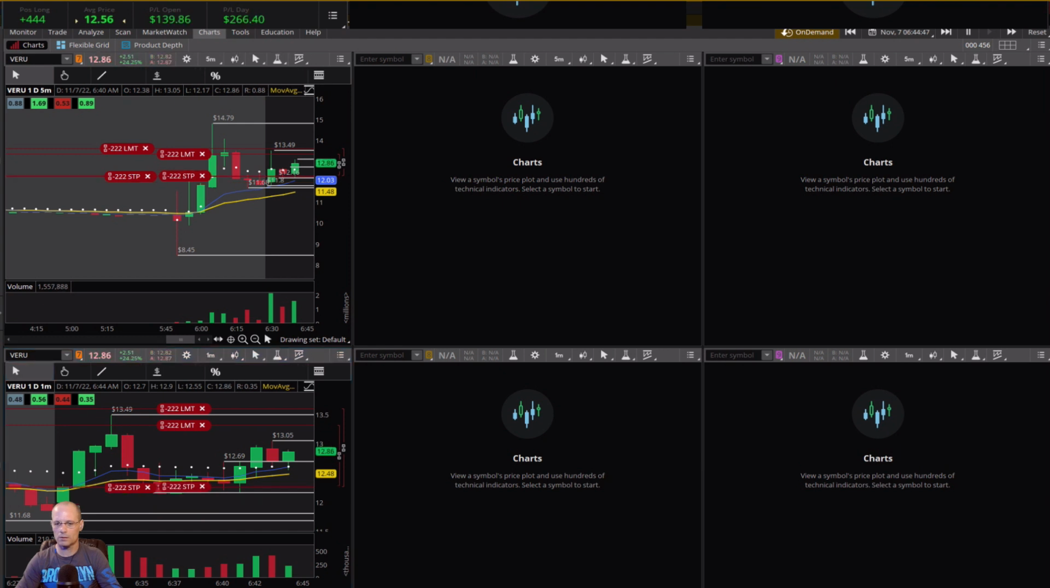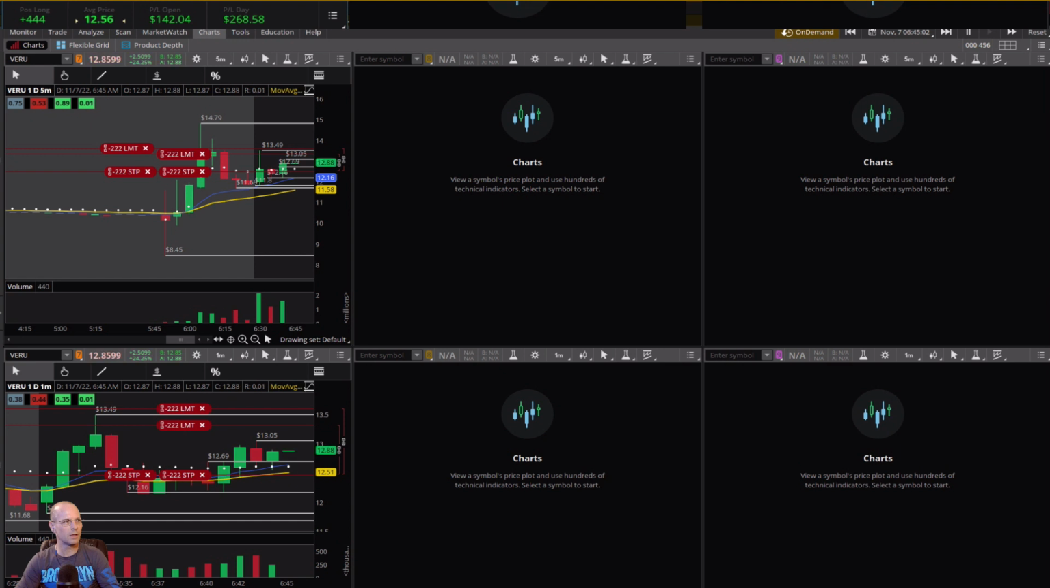Holding this is driving me crazy here. I'm going to move my stop loss up, risking $44. I see other stocks kind of starting to bounce here too.